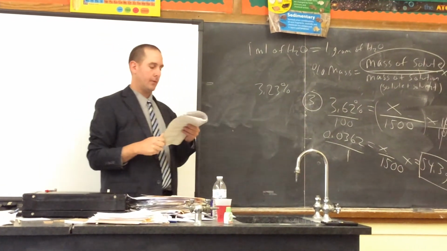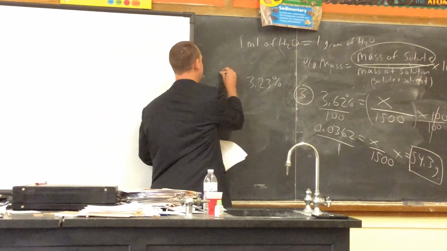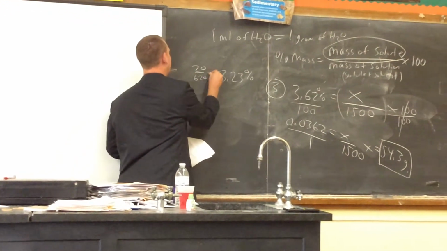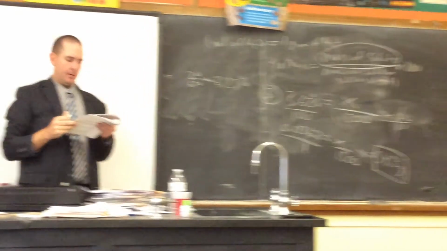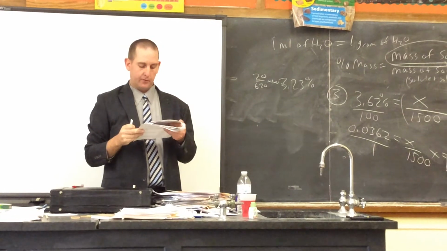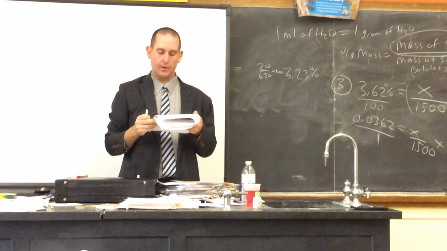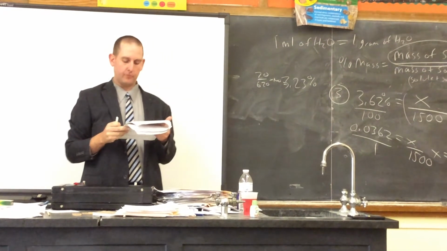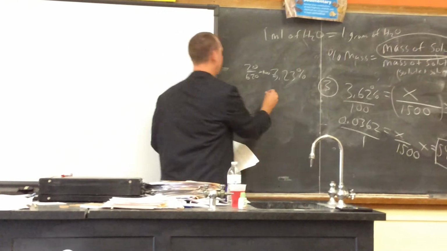So when it said for number 2, 600 milliliters of water, that's 600 grams. So you have to do 20 over 620 times 100. You get that answer, 3.23. For number 4, the answer is 3.47%. Okay, you have to do 3.6 divided by 103.6 times 100. You get 3.47% for number 4.